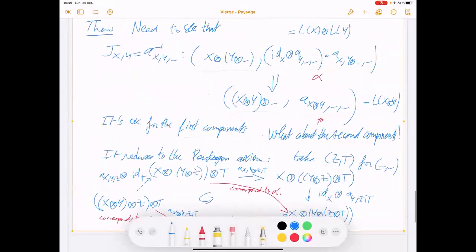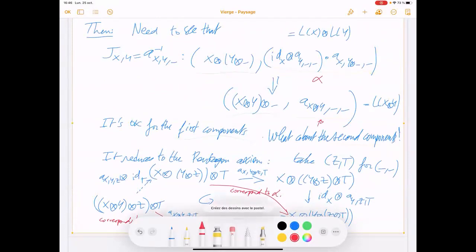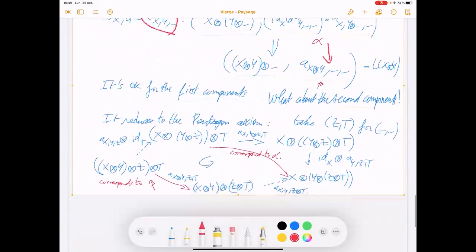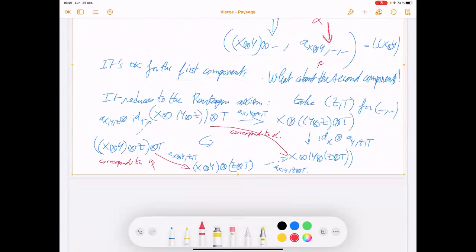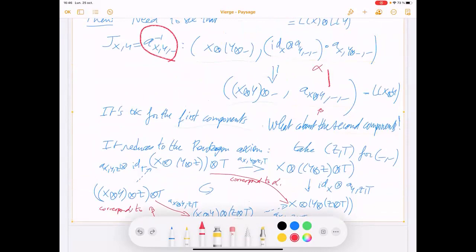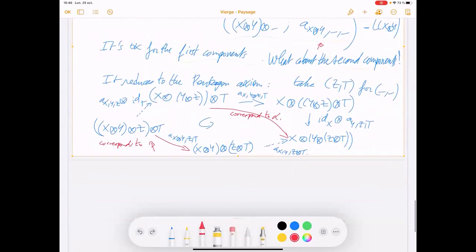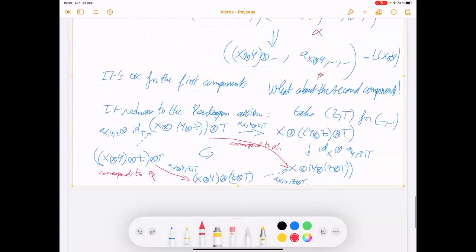So this is okay about the second component, alpha beta, because of the pentagon axiom. I did not write the full details here, but this reduces to the pentagon axiom like that. So you have this pentagon axiom and you can make everything work.